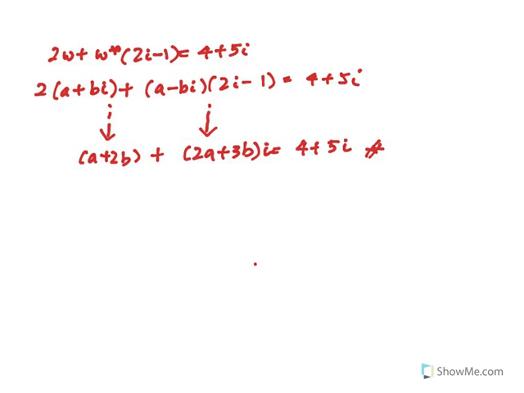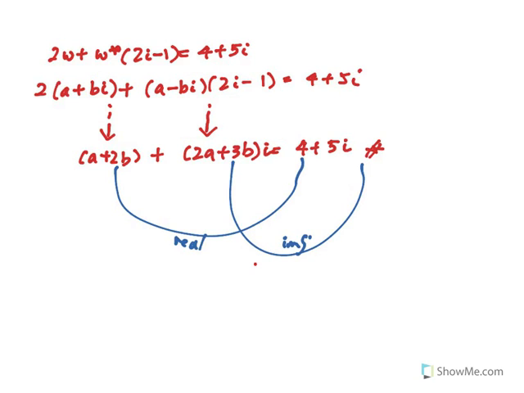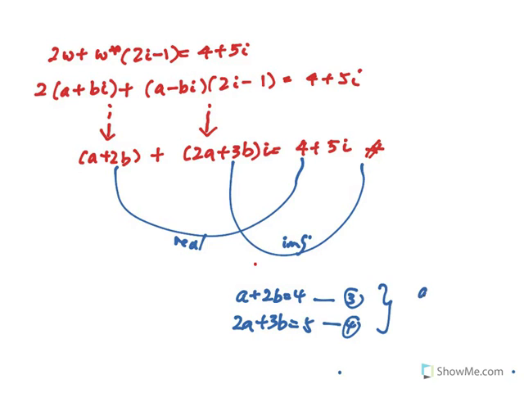After that I compare the real and the imaginary parts. This equals this, and this equals this. This is comparing the real part, this is comparing the imaginary part. So a plus 2b equals 4, and 2a plus 3b equals 5. Equation 3, equation 4. Now you solve these two, and you're going to get a equals negative 2, b equals 3. So w equals negative 2 plus 3i.